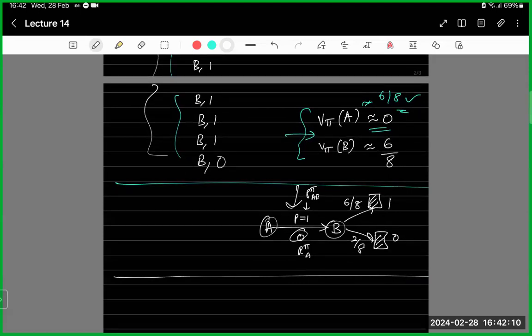One. If you draw only one terminal state, it will be one, and the expected reward will be 6 by 8. Okay.